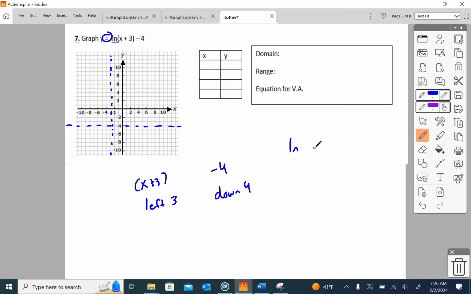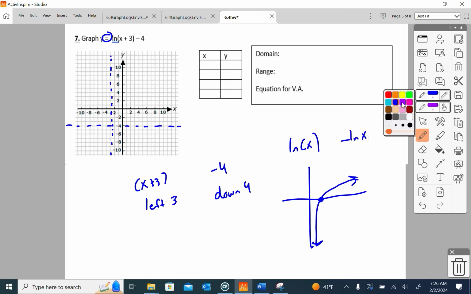Normally you talk about the natural log of something, talking about a graph that looks like that. Not this one. This one's negative. Negative natural log of x is going to be a vertical reflection. So it's going to look like this. Now the vertical asymptote's already shown itself. It's right there. This is your vertical asymptote.